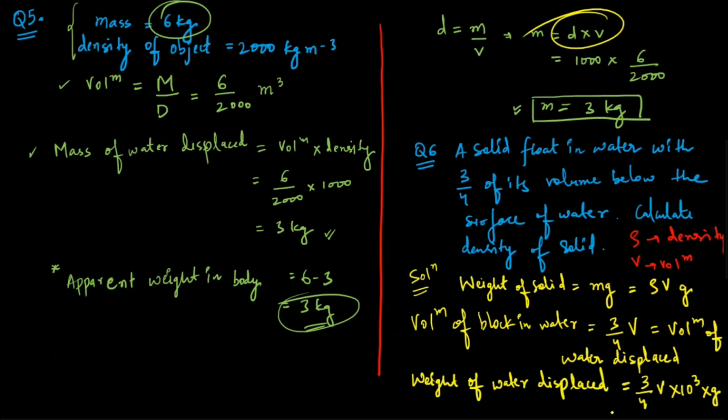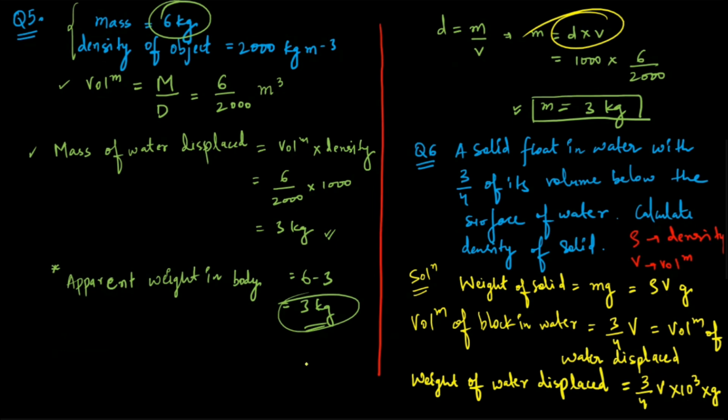The volume of the object inside the liquid, whatever volume it is, whatever liquid it is, it doesn't matter. But the buoyant force is due to the volume of liquid displaced. So once we solve this relation, the weight of water displaced is going to be 3 by 4 of 10 to the power 3 times g.